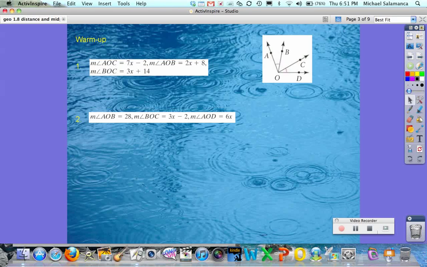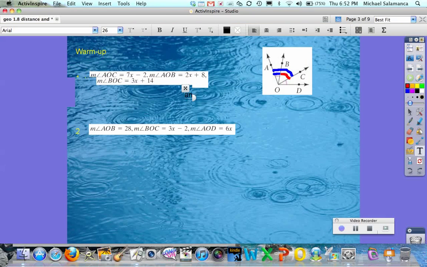Now, in problem 1, it says the measure of angle AOC, and notice as I read it, I'm going to highlight with these arcs that I'm making, angle AOC equals 7x minus 2, and angle AOB, this one right here, is given, and that's 2x plus 8, and then angle BOC, which I'm going to change to red, is 3x plus 14. So if you'll notice, the first angle given, AOC, is equal to the sum of the smaller two angles, the one in red and the one in blue.